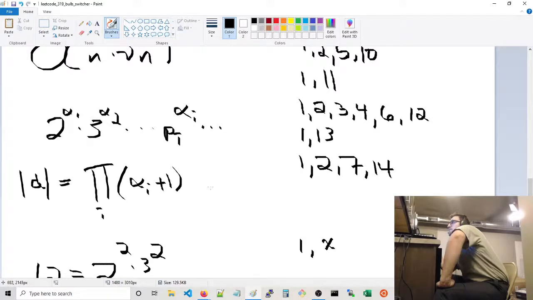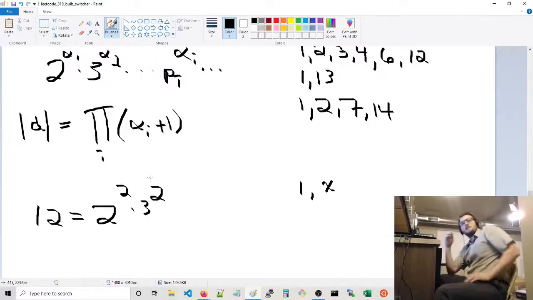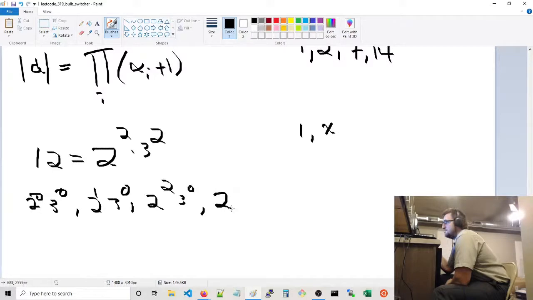Yeah, it's pretty close to this. Why is it not this? Well, you could have 0, 1, or 2 of each of these. And any combination will give us a different number, right? So 2 to the 0, 3 to the 0 is 1, 2 to the 1, 3 to the 0 is 2, 2 squared, 3 to the 0 is 4. 2 to the 0, 3 to the 1, 2 to the 1, 3 to the 1.